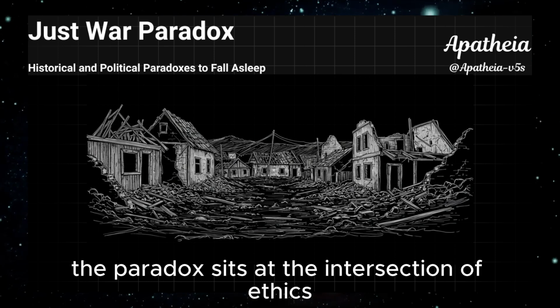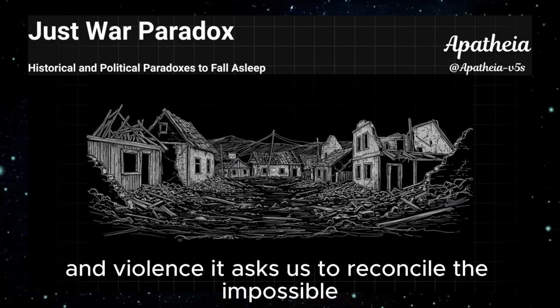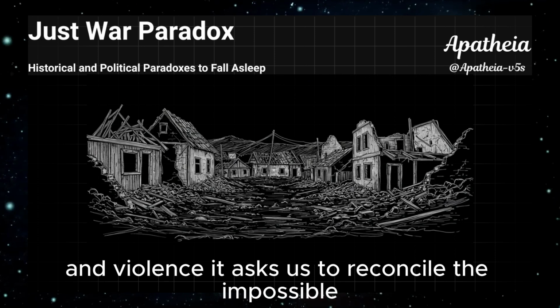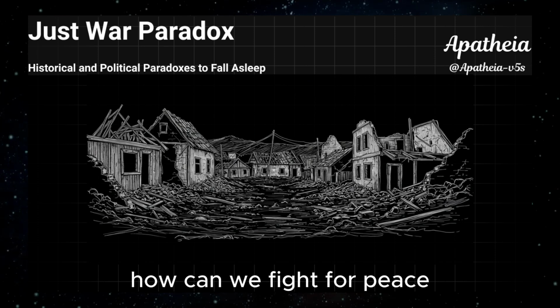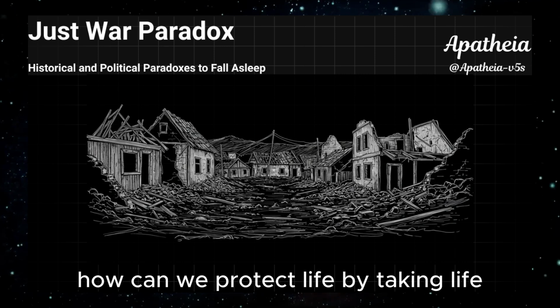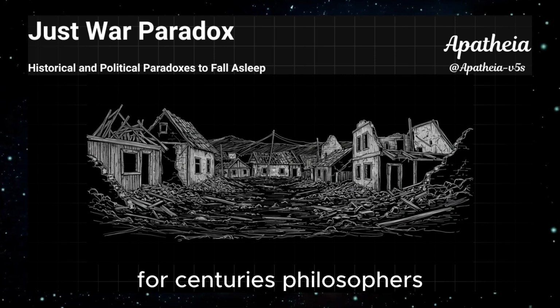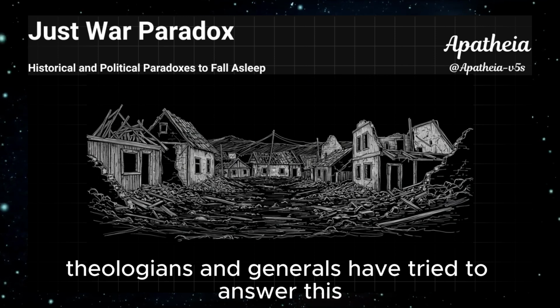The paradox sits at the intersection of ethics and violence. It asks us to reconcile the impossible. How can we fight for peace? How can we protect life by taking life? For centuries, philosophers, theologians, and generals have tried to answer this.